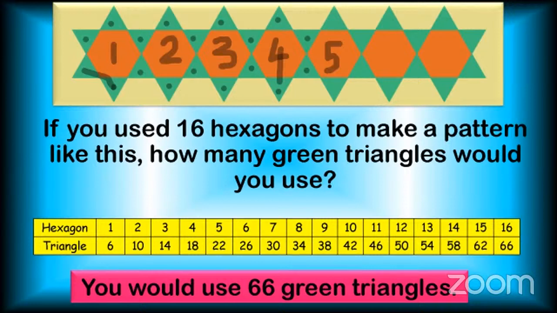So I want you to tell me, what would the n represent? The number of hexagon. Thank you, Rose Williams. So the number of hexagon is what that n would represent. So if I say I'm going to multiply 4 by this 1 hexagon here and add 2, would we get the 6 triangles?